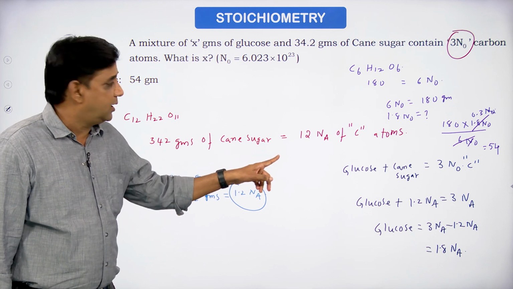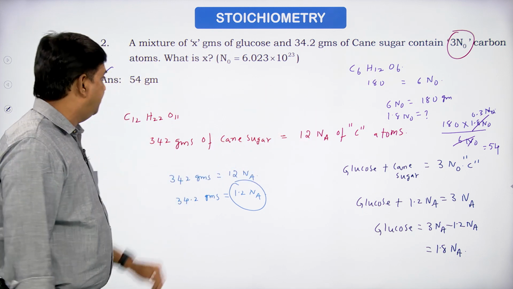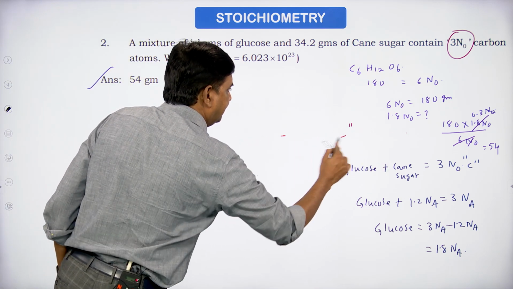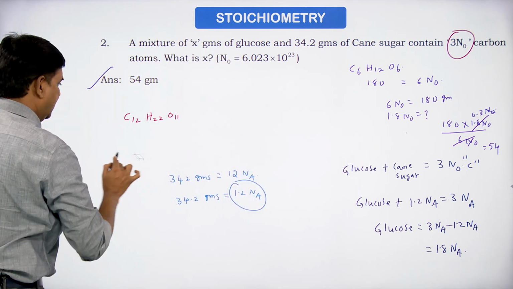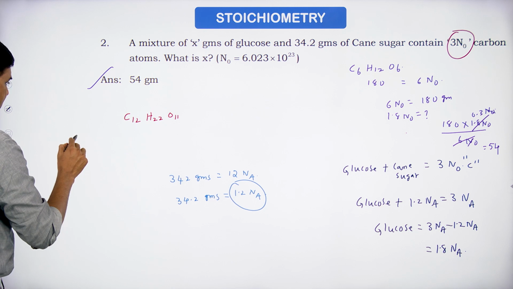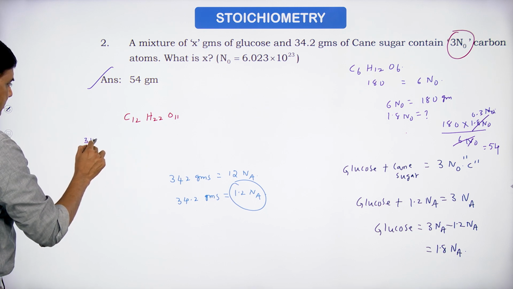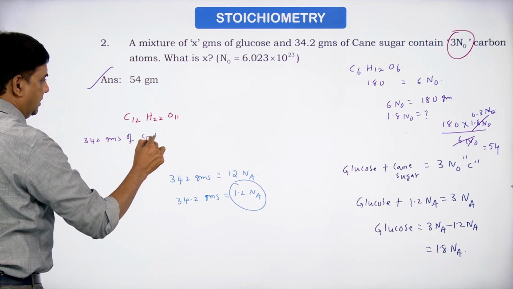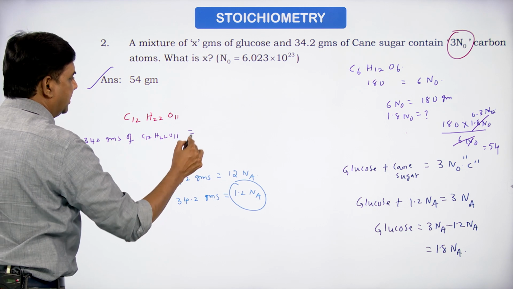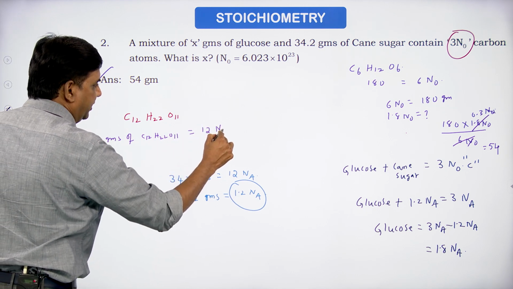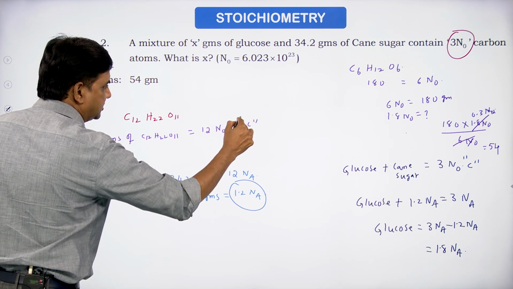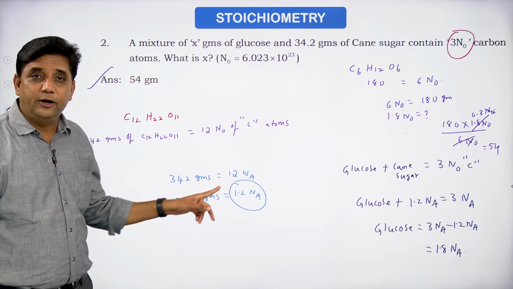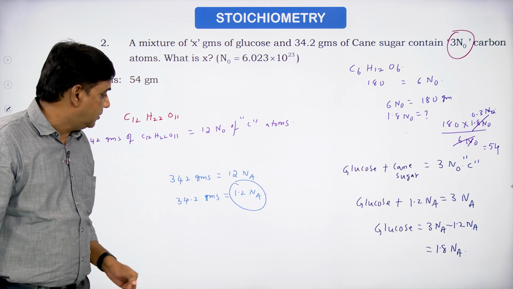342 grams of cane sugar contains 12 moles of carbon atoms. This is the basic. I am writing here separately, don't worry. See here, 342 grams of C12H22O11, which is the cane sugar, contains 12 Avogadro of carbon atoms. Therefore, 342 grams contains 12 moles of carbon atoms.